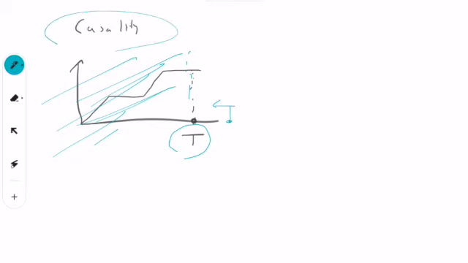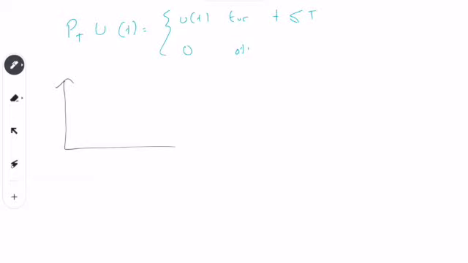So how can we show causality using mathematics? It's not very easy, but it's very nice. We define a truncation operator: P_T u of t is equal to u of t for t less than or equal to capital T, and 0 otherwise. So what we do is very simple. Let's assume that this is my signal, and that my capital T is here. If I apply my truncation operator, it will be like this.